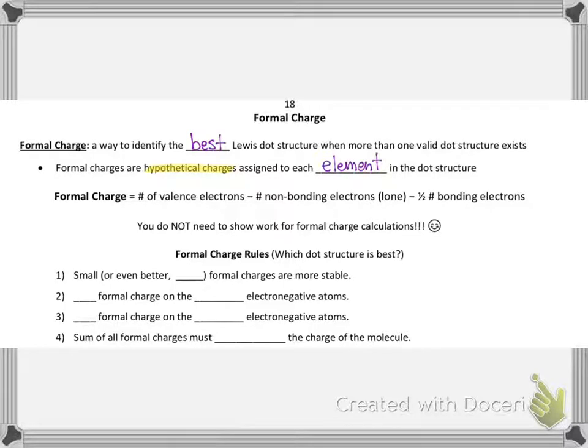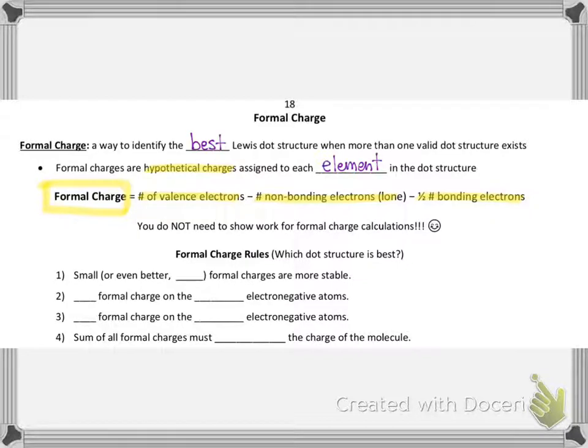Now, the formal charge calculation looks complicated because you have to use a lot of words to write it, but I swear it's not that bad. So, to calculate formal charge, you just take the number of valence electrons that a neutral atom of that element would have, and then you subtract the number of lone pairs it has, and then you subtract half the number of electrons that are participating in a bond.